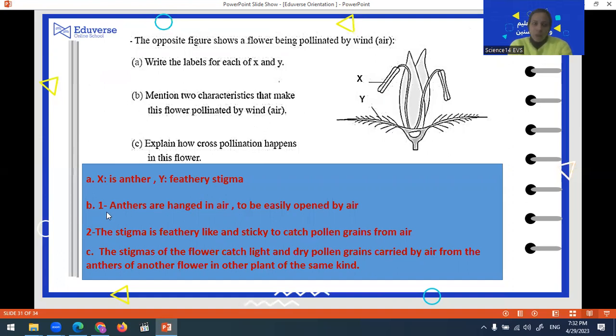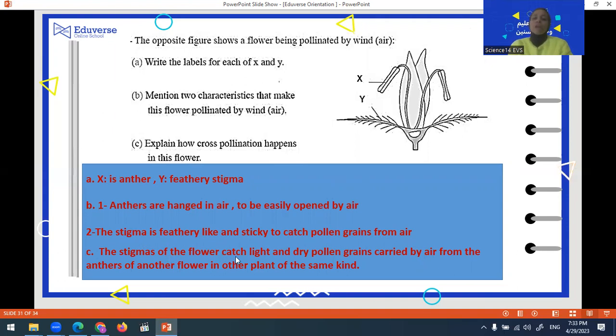The anther is hanged in the air, as we said, to be easily opened by the air. And the stigma can be feathery to attach any pollen grain from the air. The stigma is feathery-like and sticky to catch pollen grain from the air. This is great. Type: Explain how cross-pollination happens in this flower.